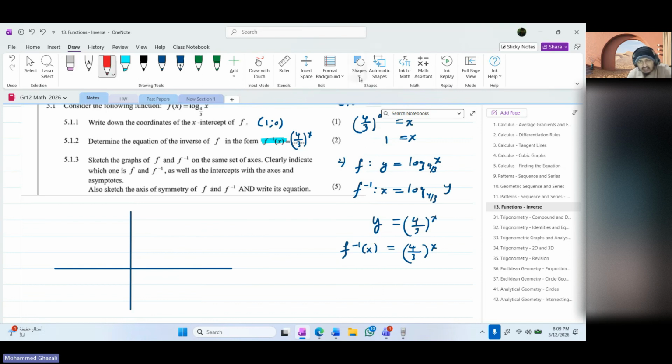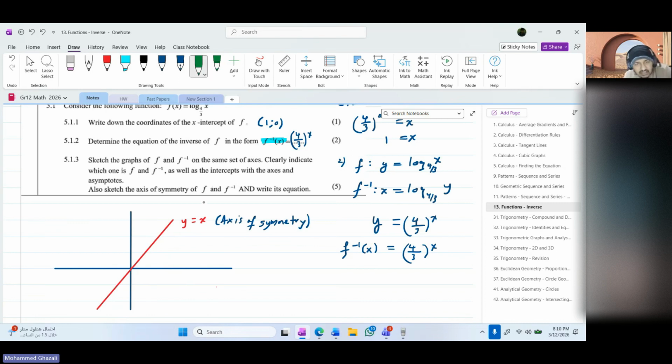I'm going to draw the axis of symmetry, which is y equals x, okay? This is the axis of symmetry, which is y is equal to x. That's a line y equals x. This is the axis of symmetry, so you can write axis of symmetry. Well, I got 1 mark already, right? Because I wrote down the axis of symmetry.